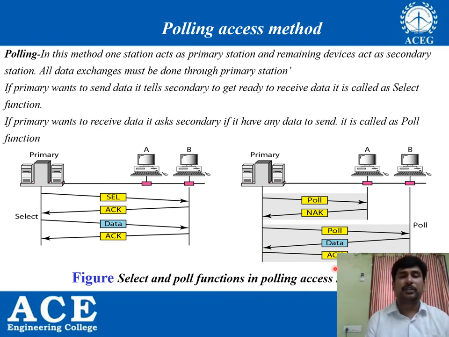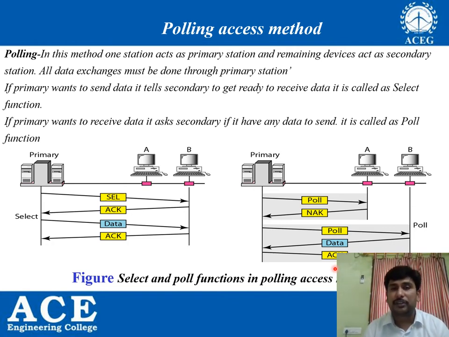This is how the primary controls which station has data to be received or sent. This particular process of control access method is called the polling access method.